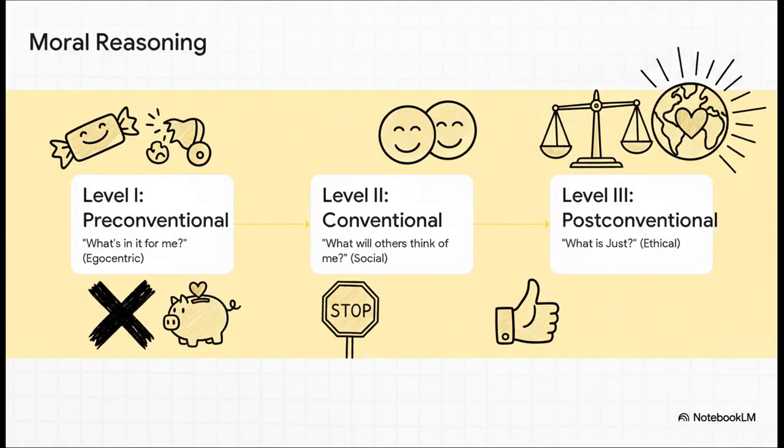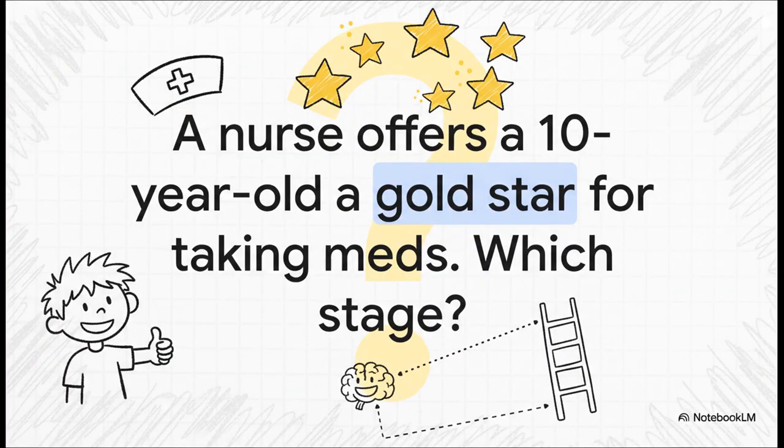So, Kohlberg basically gives us 3 levels of moral reasoning. Young kids are pre-conventional, making decisions based on what's in it for me, avoiding punishment or getting a reward. Then, school-age kids and teens are conventional, which is all about social approval and following the rules. And finally, some adults might reach the post-conventional level, where they're guided by a personal code of ethics and universal principles. Okay, last one. Let's lock this in.